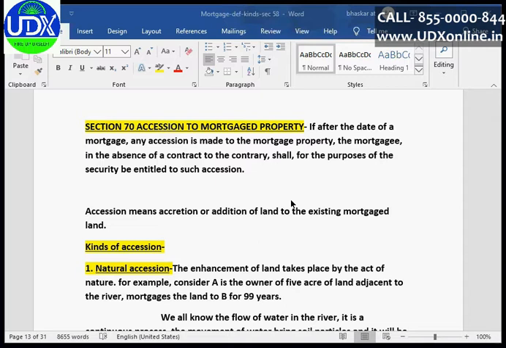Majority, they may not answer. Okay, so if you remember these two sections, one for the mortgager, one for the mortgagee, but the contents are same, you will get additional marks for that. Okay.